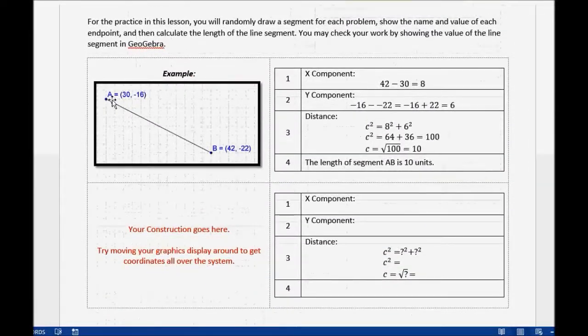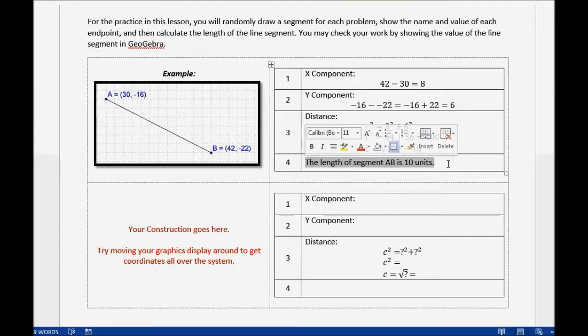Here are 2 points, A and B, plotted, A at 30, -16, and B at 42, -22. And then we calculate the x component by subtracting the B value and the A value, and down here we subtract A value and B value. It doesn't really matter the order that you choose to put them in, so long as you are subtracting. Notice here the double minus, okay, which turns into a plus. Be careful of that, and then use the Pythagorean theorem, and finally state that the length of the segment is however long you calculated.